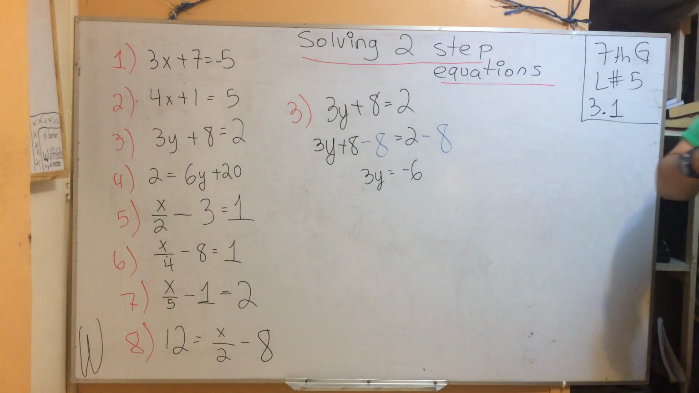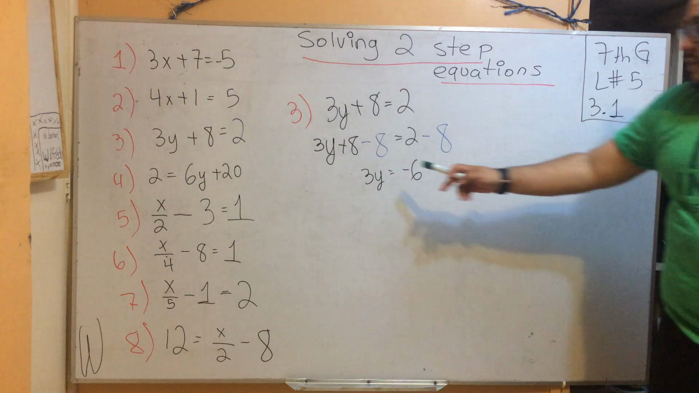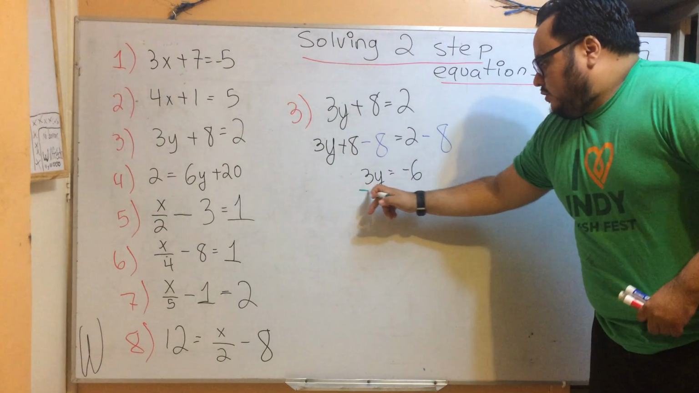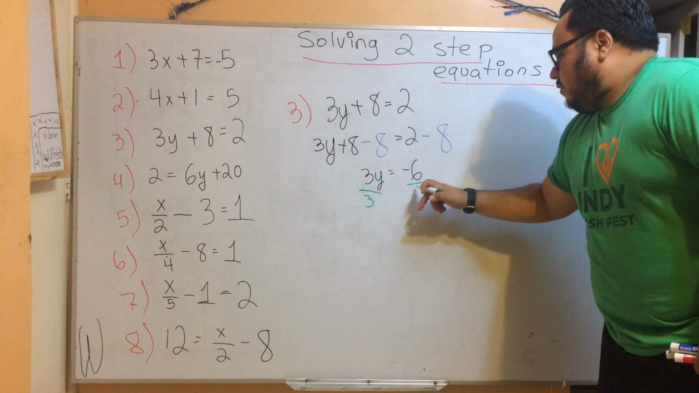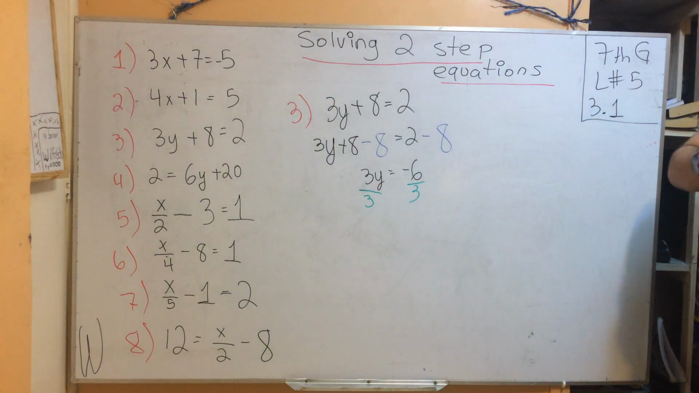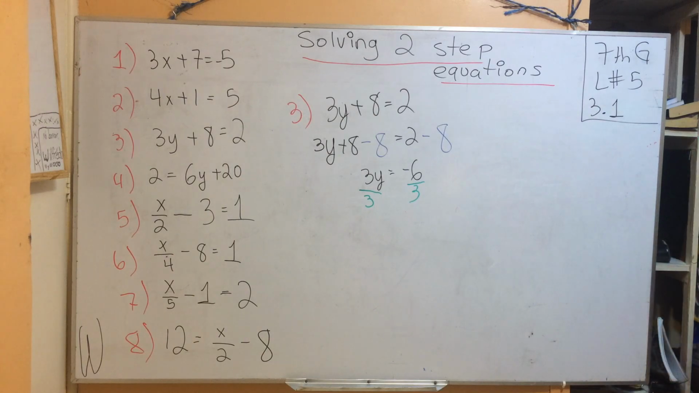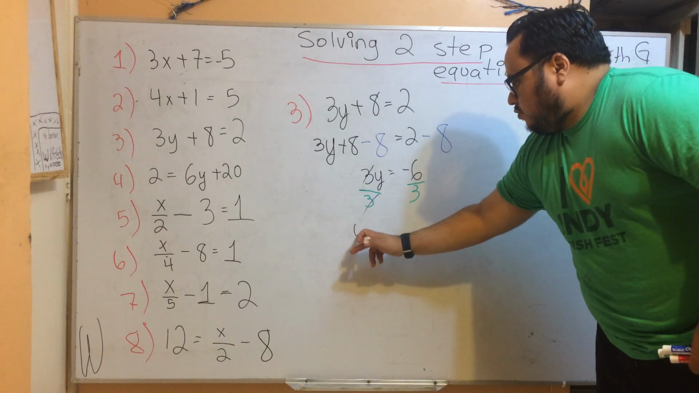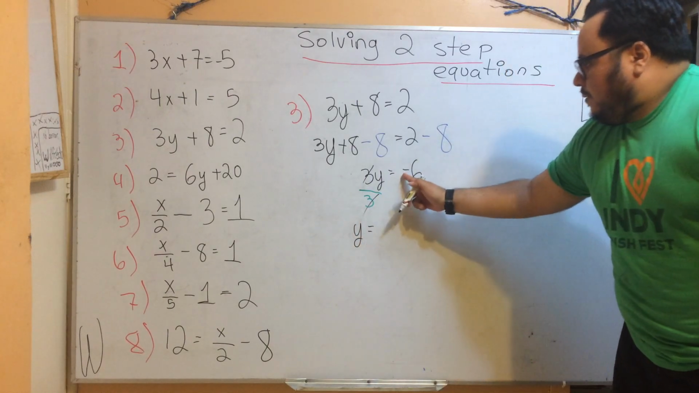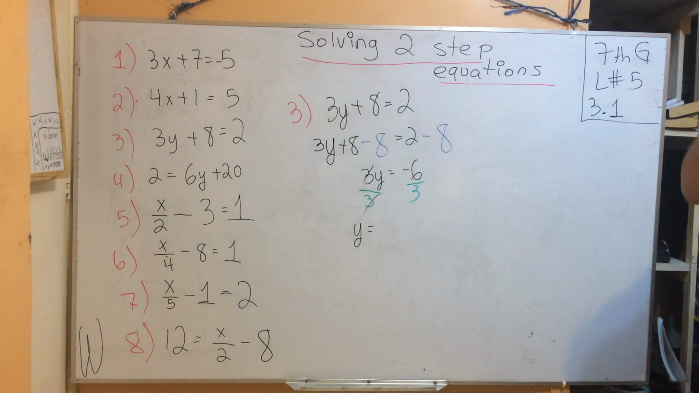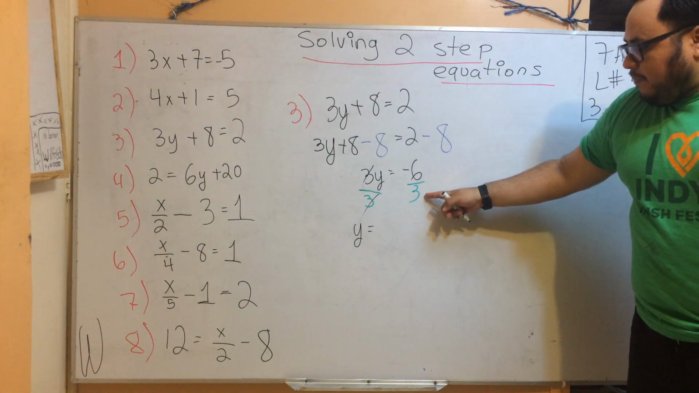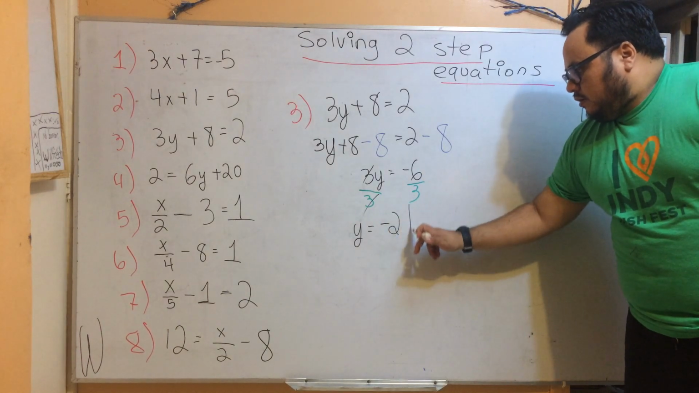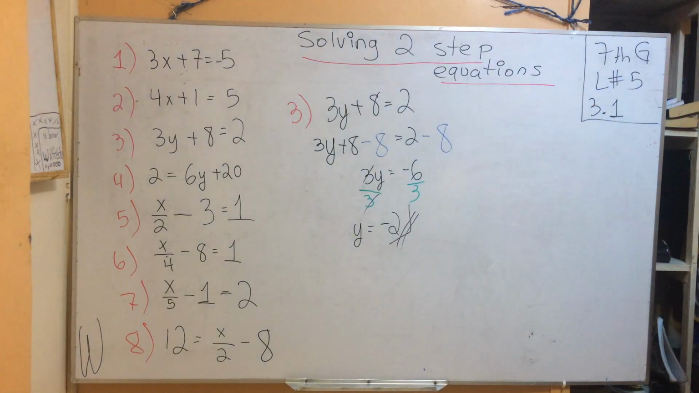Now, since we already have eliminated the first term, what do we do? We divide. We divide 3 on this side, and we divide 3 on this side. So what do we have now? This one cancels. So we have y equals 2 minus 6 divided by 3. Remember, what is the rule? Negative divided by positive is going to be negative. And 6 divided by 3 is going to be 2. And that's how we have our answer.